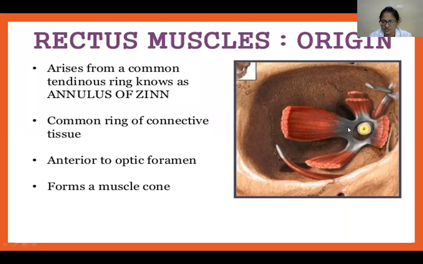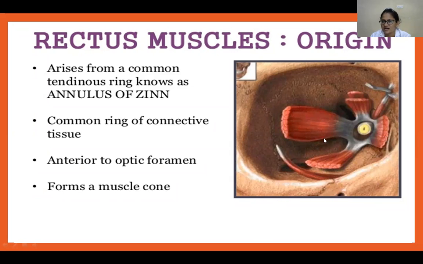It will be attached to the corresponding margins of the fibrous ring, which is nothing but the common tendinous ring, also called the annulus of Zinn. This is the superior rectus muscle, the inferior rectus muscle, the lateral rectus muscle, and the medial rectus muscle. There are four recti muscles: superior rectus, inferior rectus, lateral rectus and medial rectus.